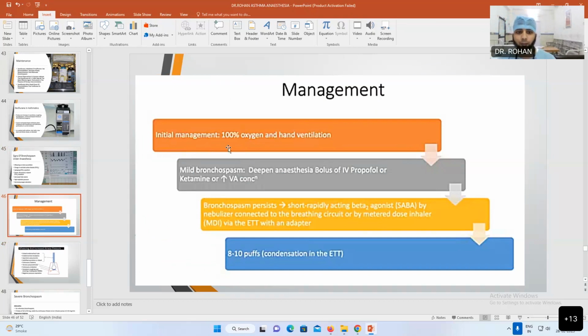So the management is 100% oxygenation and hand ventilation. If it is mild bronchospasm, deepen the anesthesia with an IV propofol or ketamine bolus, and increase the concentration of volatile agents. If the bronchospasm persists, short-acting beta agonists like salbutamol can be given. 8 to 10 puffs of salbutamol are to be given, because there is a lot of dead space, and there is a possibility of condensation of the drug in the ET tube itself. In normal circumstances, we advise only 2 to 3 puffs of salbutamol.